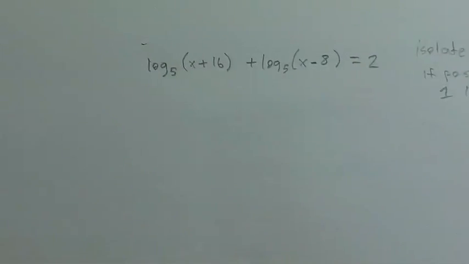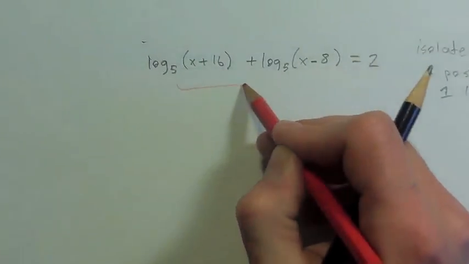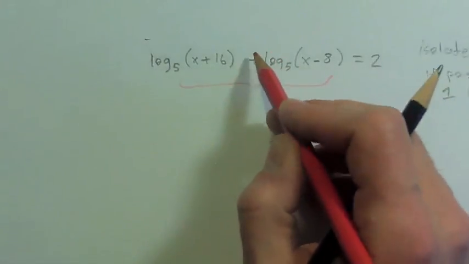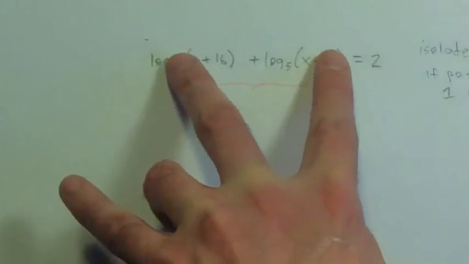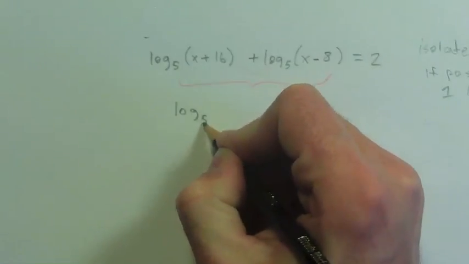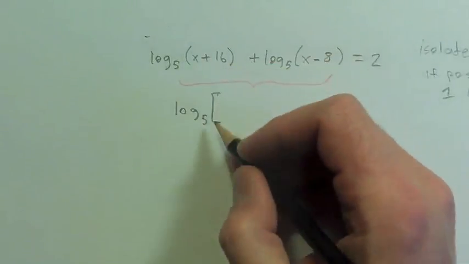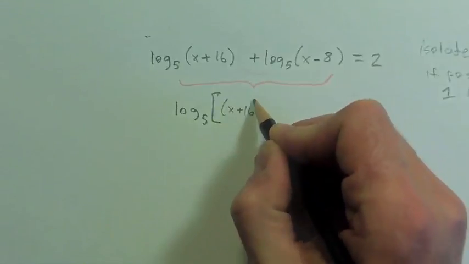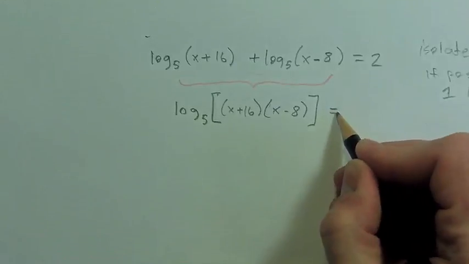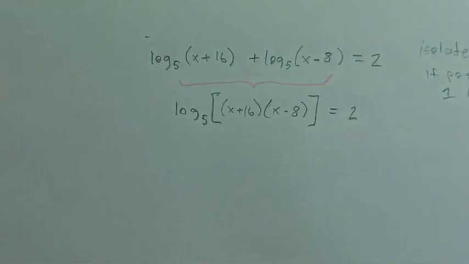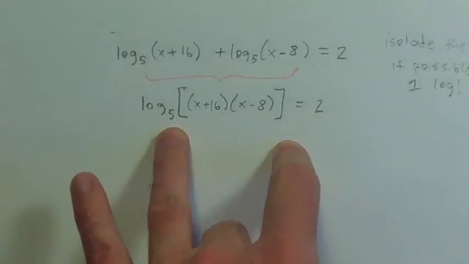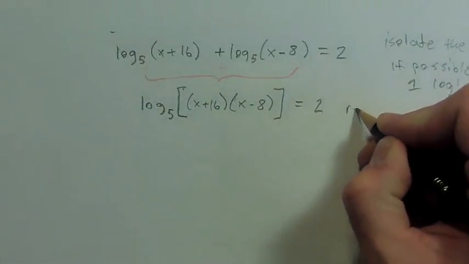We're going to use that property we talked about in the last lesson, where when we are adding two logs, we can actually bring them together using multiplication. So I can get log base 5 of this guy, this x plus 16, times this guy, this x minus 8, and that whole thing is equal to 2. And now that I have this as a single log, we can rewrite as an exponential.